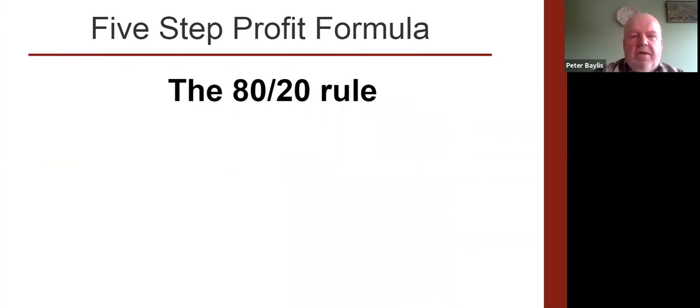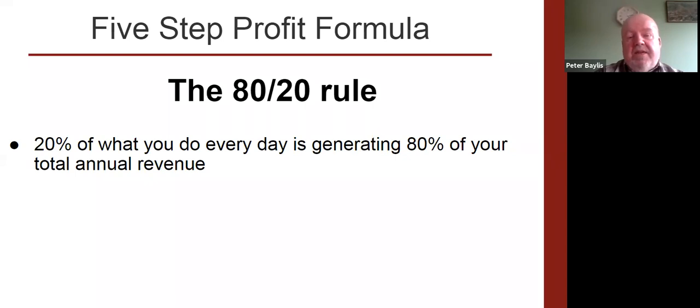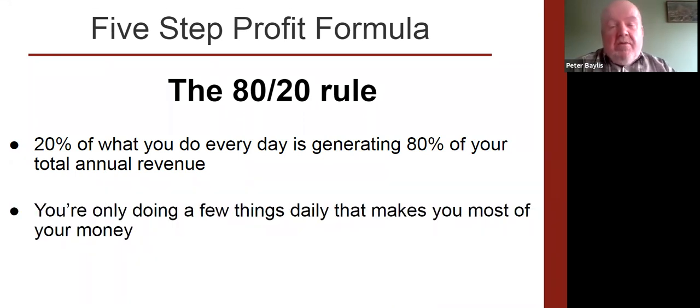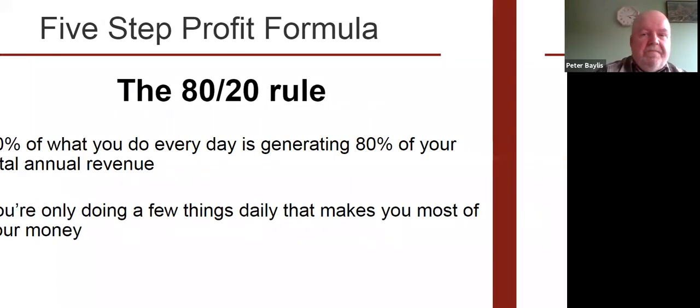Everybody's aware, I think, of the Pareto principle, the 80-20 rule. And it is a fact that 20% of what you do every day is generating 80% of your total revenue. That's just the way it is. We get deep into the muck and bullets of running a business, and often the stuff that we end up doing doesn't seem to have a direct relationship to the end results that we want. It's vital to keep a focus on what's important. That means you're only doing a few things daily that make you most of your money, and I think that is what we are essentially talking about in this presentation.